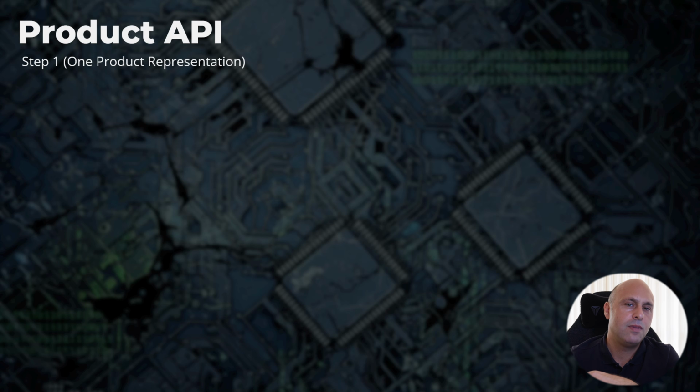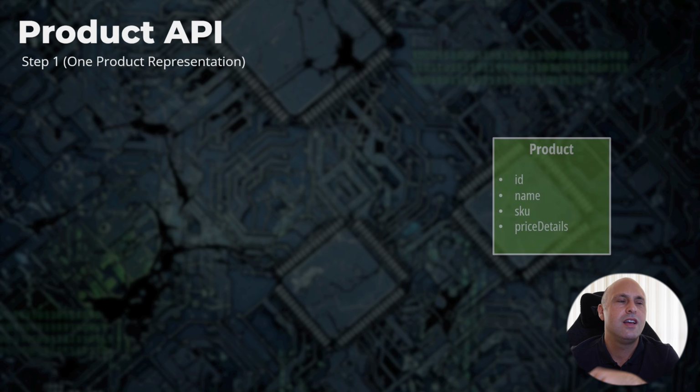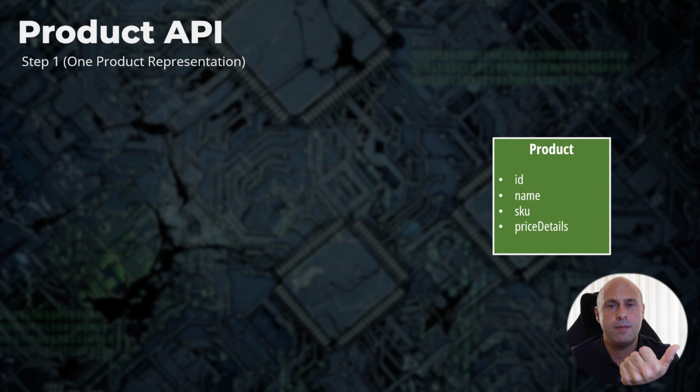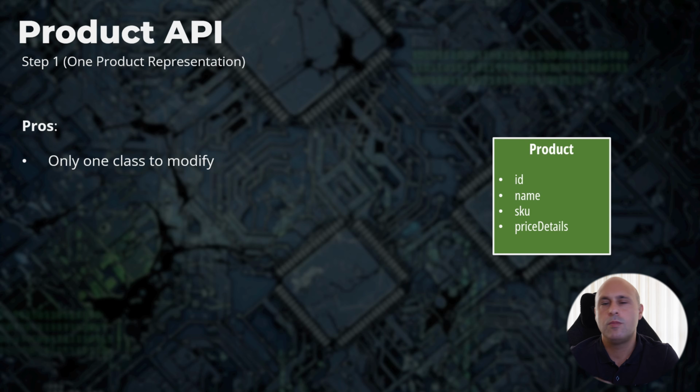So let's try to apply these principles by creating a simple product API through which we can save and retrieve product details. No complex business logic. Step 1, the simplest design we could create, is having just one product class that's used for both the API and the database. This is the fastest.